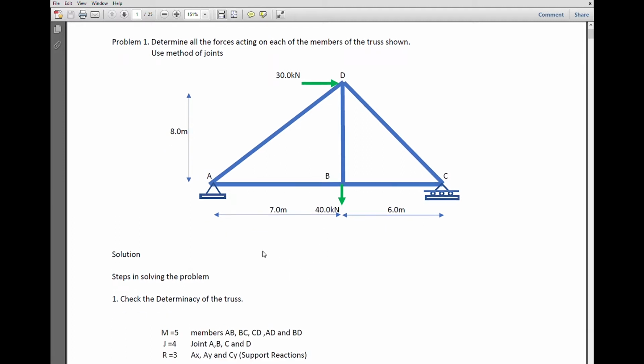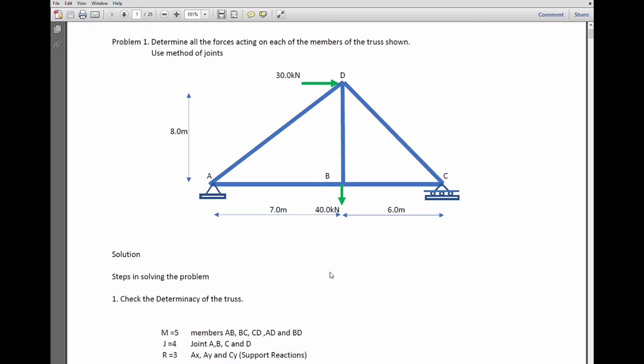Okay, so the first step in solving the problem, pinakita ko na ito dun sa unang video clip na pinasa ko sa inyo. We check the determinacy of the truss. Kailangan alamin muna natin kung anong classification ng truss. Kung unstable yan, hindi na natin kailangan i-solve. Pag statically determinate, we can proceed for the calculation. And if it is statically indeterminate, hindi muna natin isosolve ngayon.